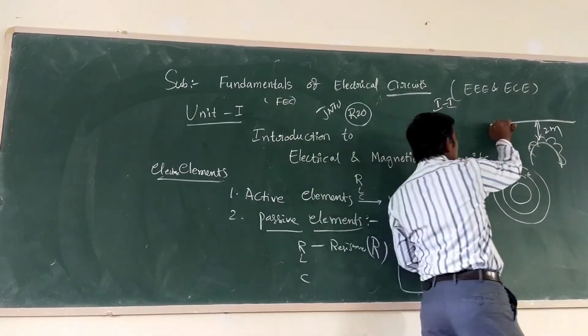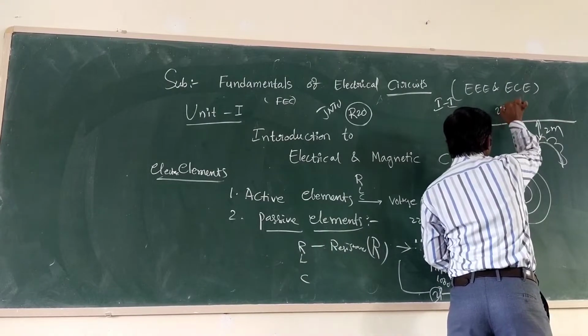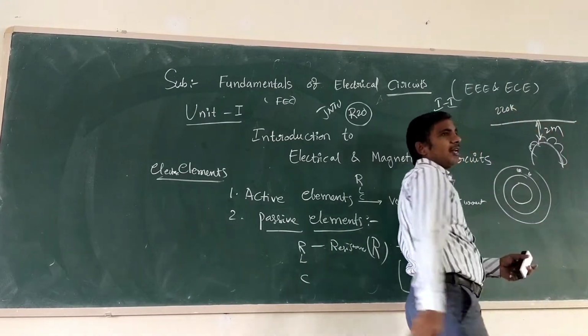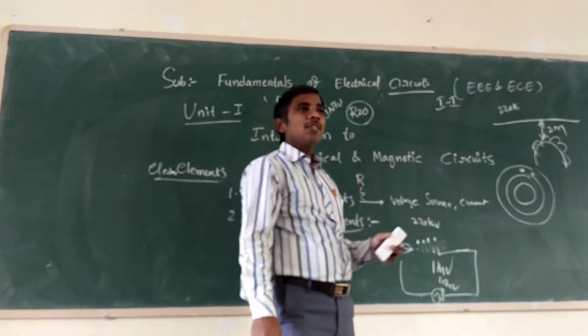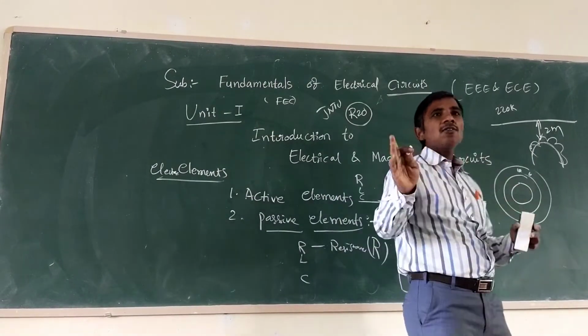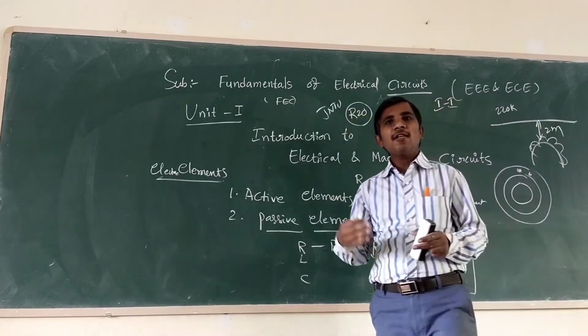The voltage level is very, very high. Assume that it is 220 kilovolts, 220 into 10 power 3 volts. We have 230 volts only in our house. 230 is our voltage in the house or in this classroom. 230 volts we are getting.